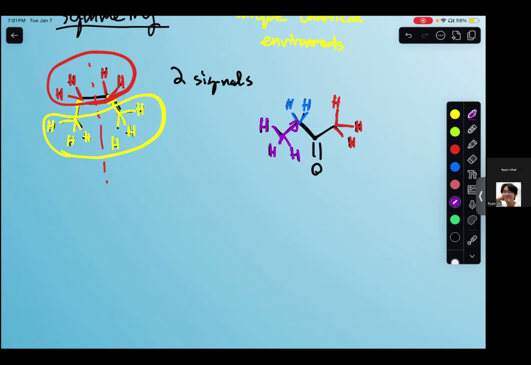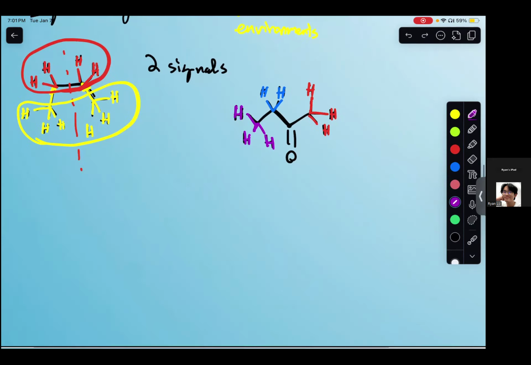It looks to its right, it sees another CH2. So these are three unique chemical environments, right? Because there's no other CH2s or CH3s that are in the exact same position with the exact same chemical environment as it is. And so there's going to be three signals here, one for each color, right?